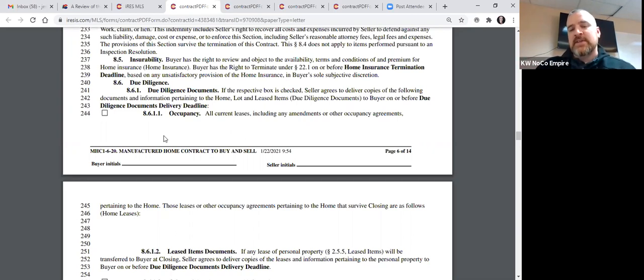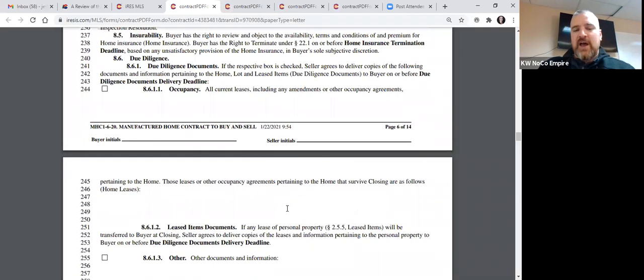So any current leases, including any amendments or other occupancy agreements pertaining to the home. This is like if I'm an investor and I'm purchasing a mobile home that has occupants living in the property, then that lease would go here. Certainly you could put the lot lease there, but the lot lease stuff is already addressed in a separate section, so you don't need to put that here as well. Doesn't hurt, but you don't need to, okay?